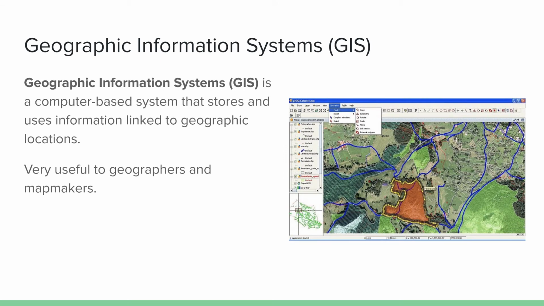Geographic Information Systems, also known as GIS. This is a computer-based system that stores and uses information linked to geographic locations. They are very useful to geographers and map makers. This is really like a hard drive or a computer system that stores all of your files. And this one for geographers stores all of their information in order to find locations and map them out as well.